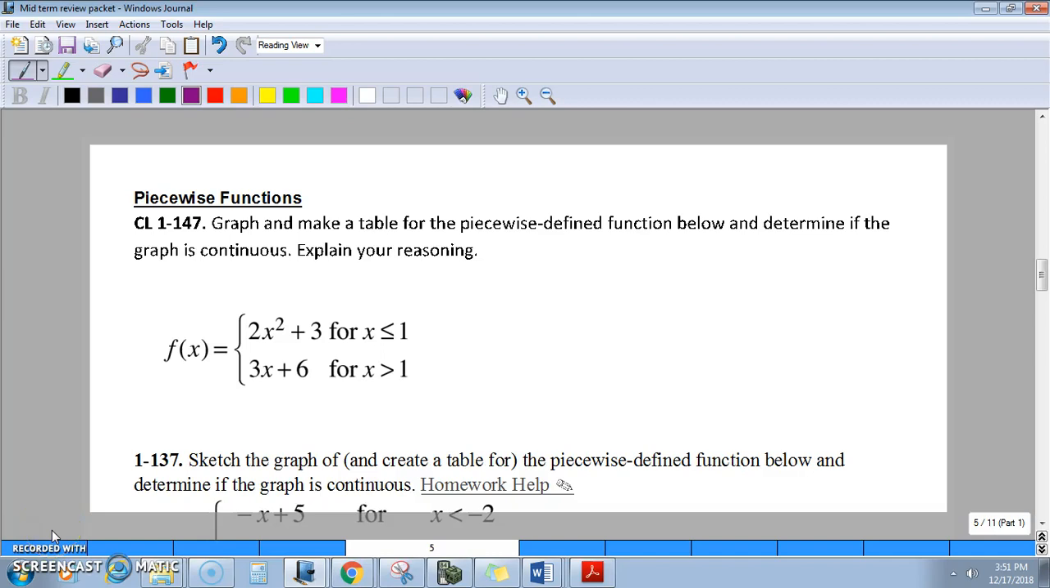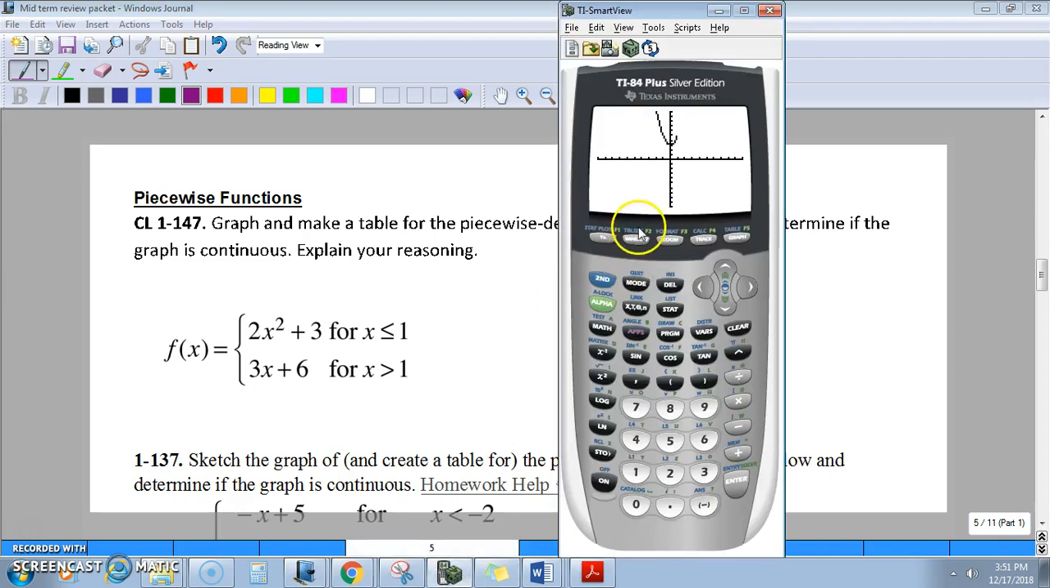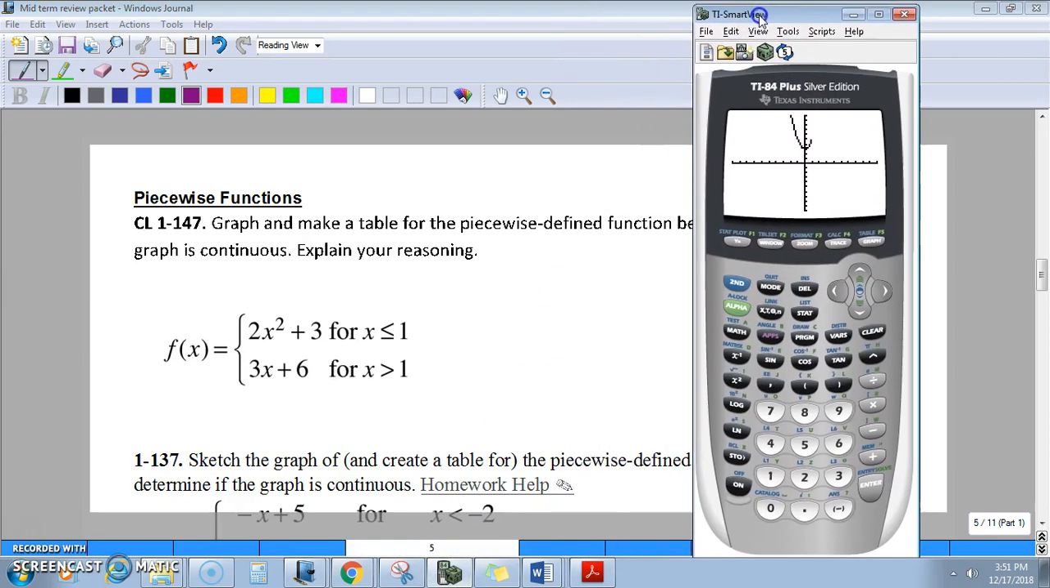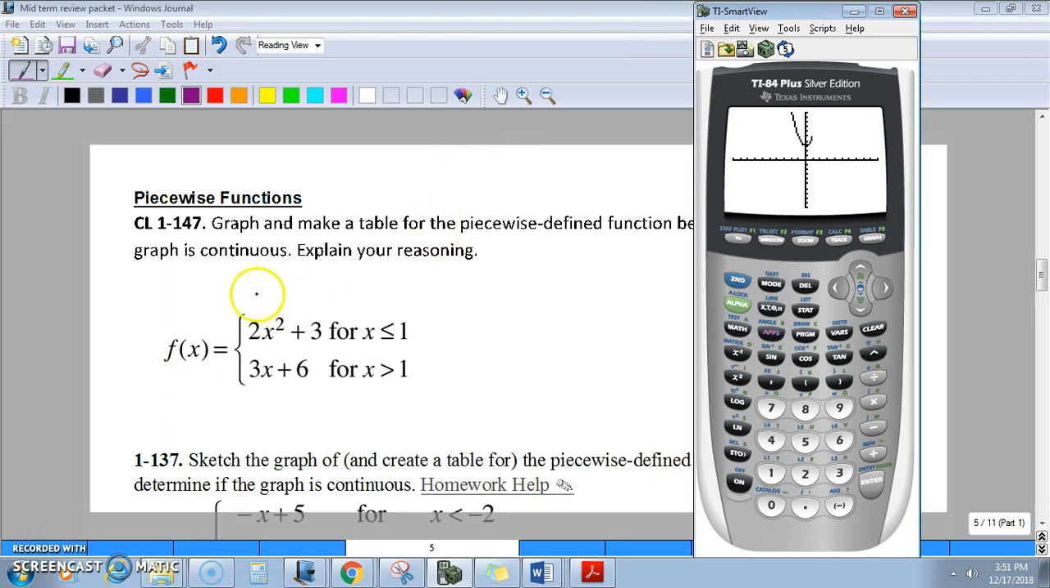Alright, you guys, so piecewise functions. This is going to be one of the constructed response questions on the test tomorrow. So I'm going to show you how to put this in the calculator. As you can see, I've already put in the first part of my piecewise function.